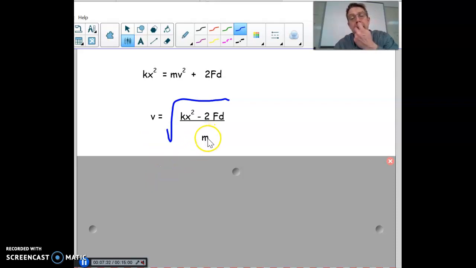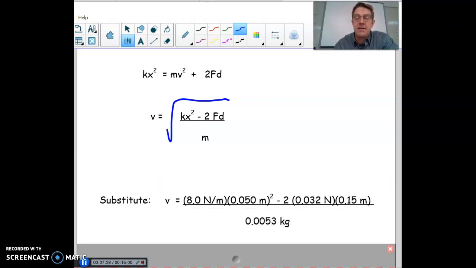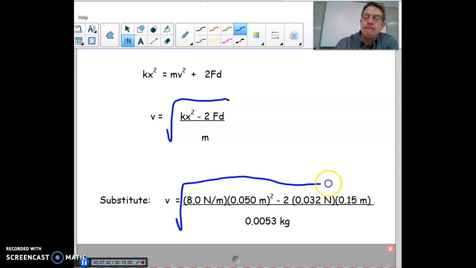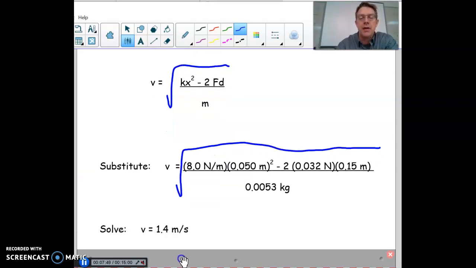Notice that if I have a bigger mass here, that's going to have a negative impact on my velocity. Substitute in. Don't forget my square root sign. And we've crunched these numbers, and so we're going to find out that this projectile will launch at a velocity of 1.4 meters per second, which should not be enough to injure her younger brother in this problem.